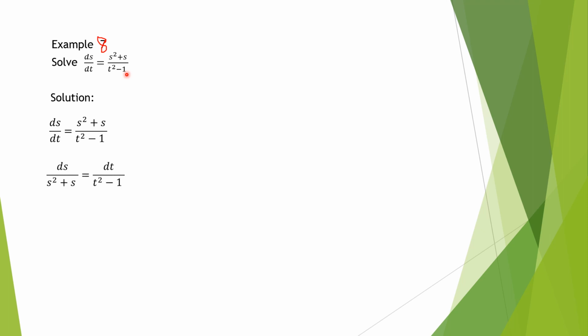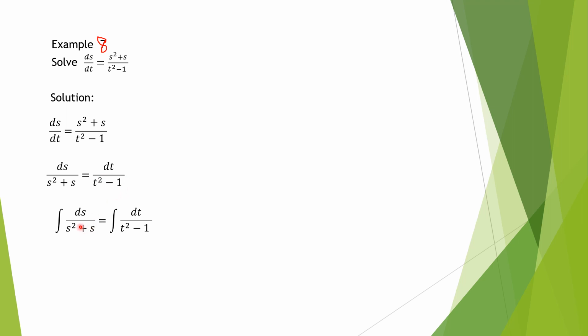And then separate the variables by simply moving s squared plus s there and moving dt there. So this will be your problem. Okay, and then integrate both sides.